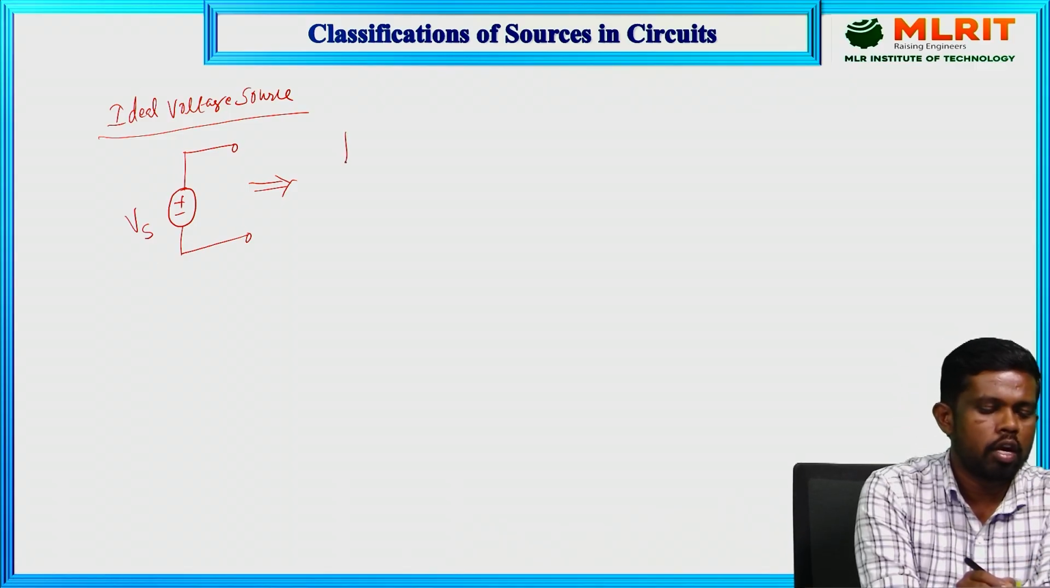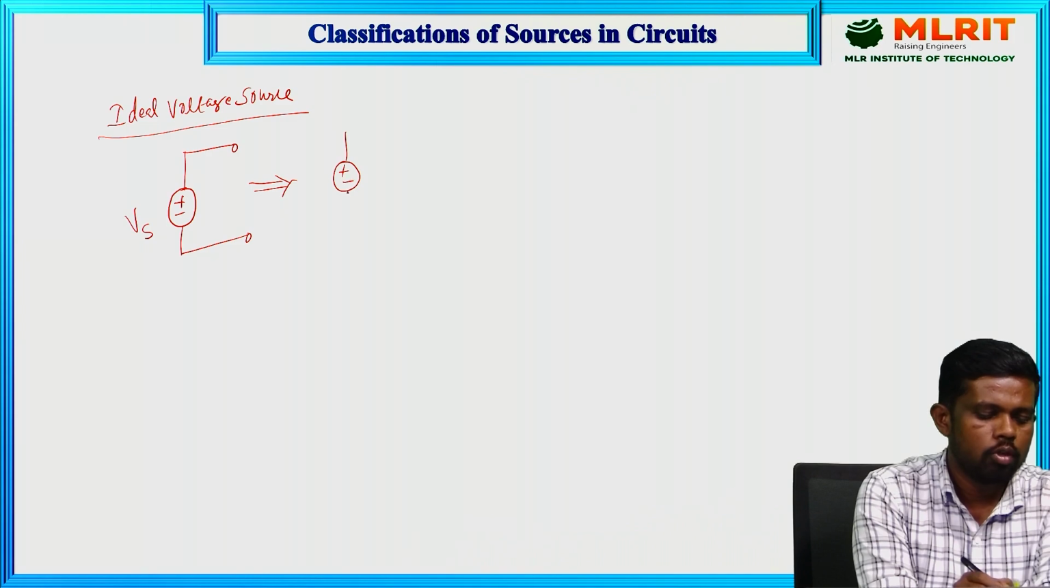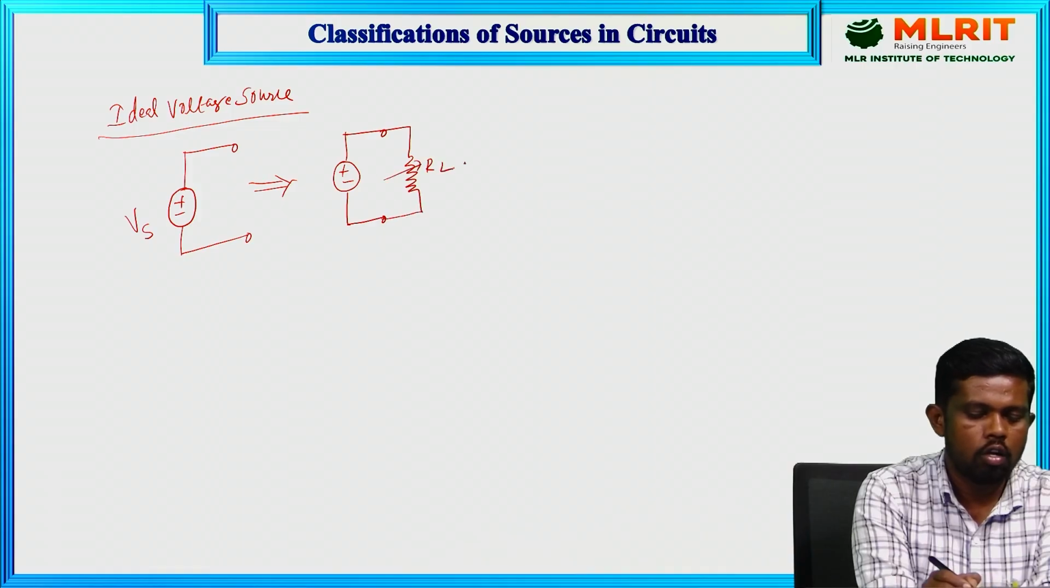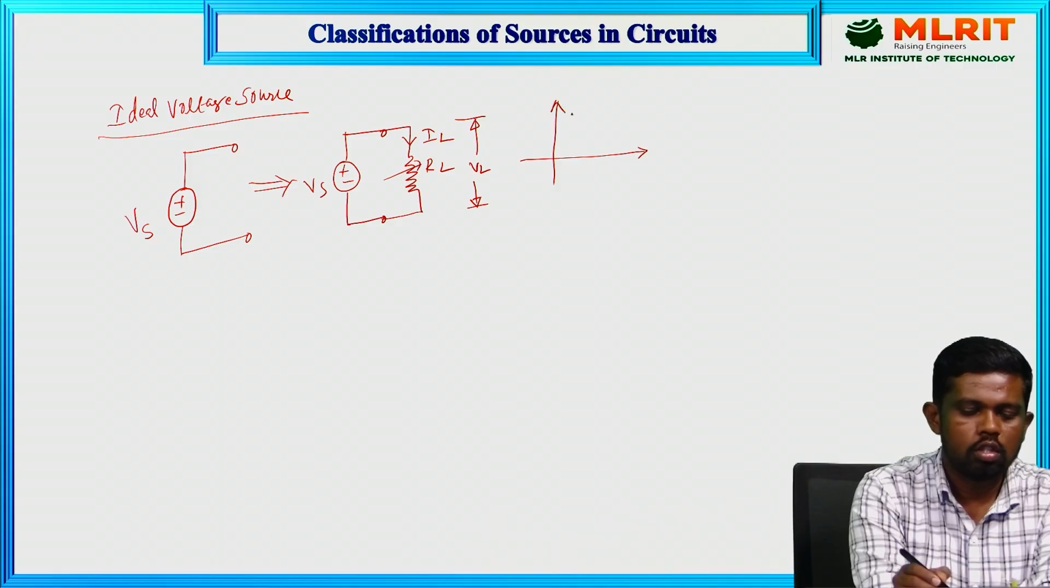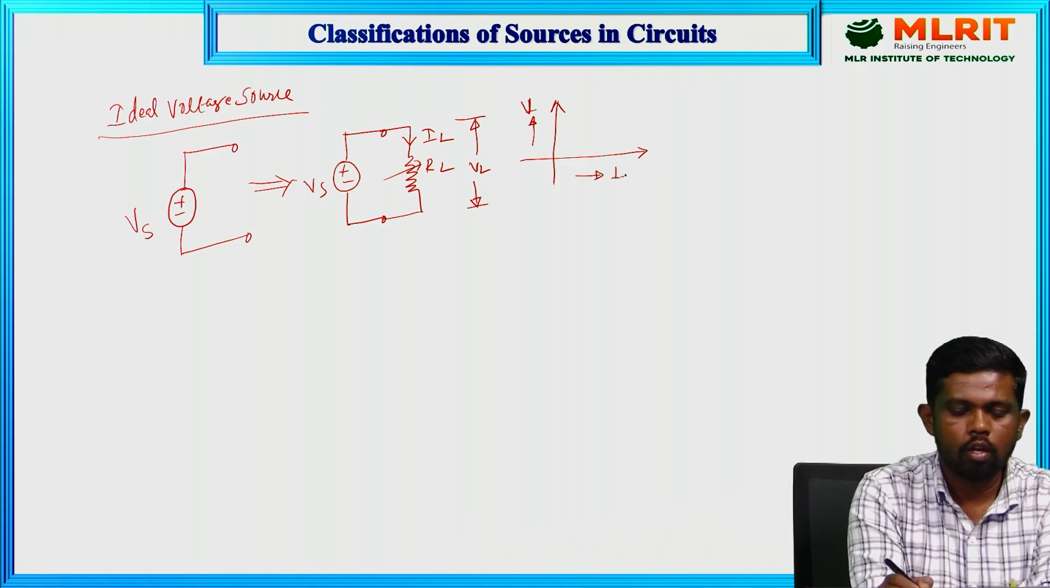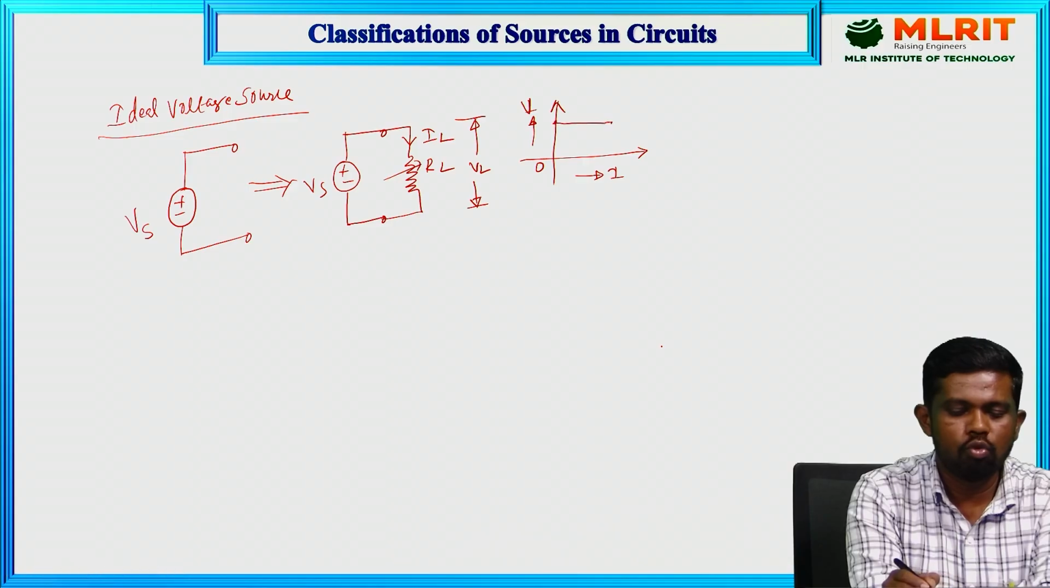Now we connect a load to this ideal voltage source, a load resistor RL. This is Vs, the voltage across the load is VL, and the current flowing to the load is IL. We would like to plot the V-I graph of the load, with V and I as the axes. Irrespective of the current, it always delivers a fixed amount of voltage to the load.